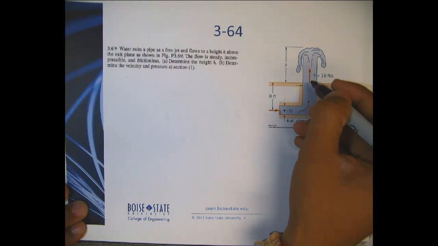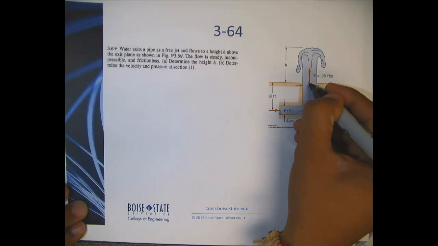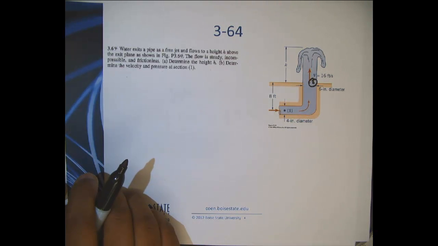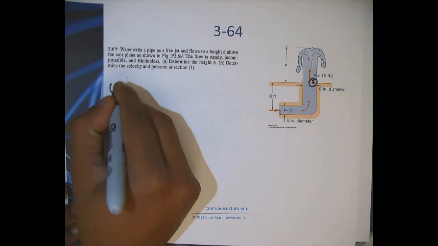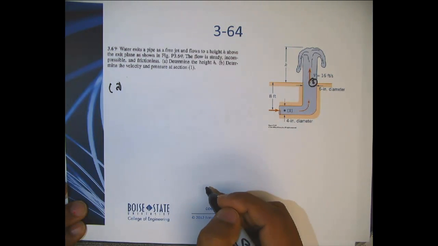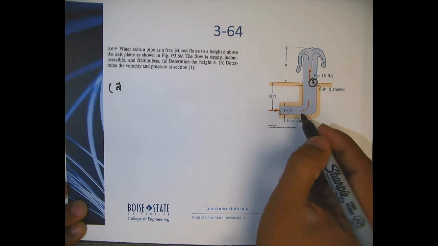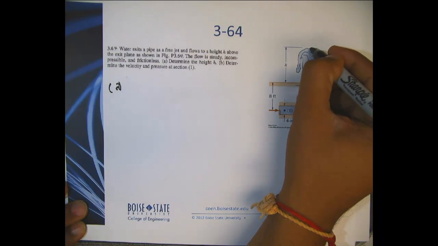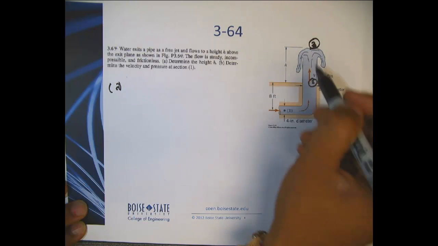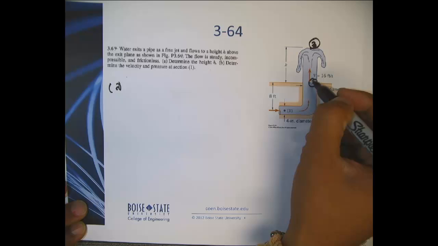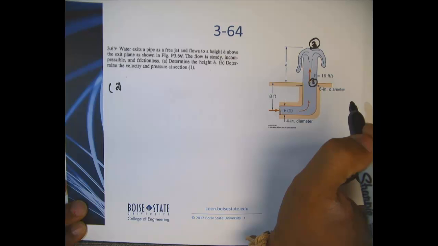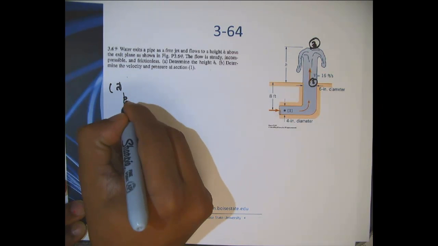Okay, let me represent this point here, the exit, as section 2. Now let's look at part A, where we're asked to determine the height h. If I were to draw a streamline going from 2 to, let me represent this point here in the free stream where the jet exit shoots up to the height h as number 3. If I were to do a streamline between 2 and 3, I can probably get h. Let's see if that works out.